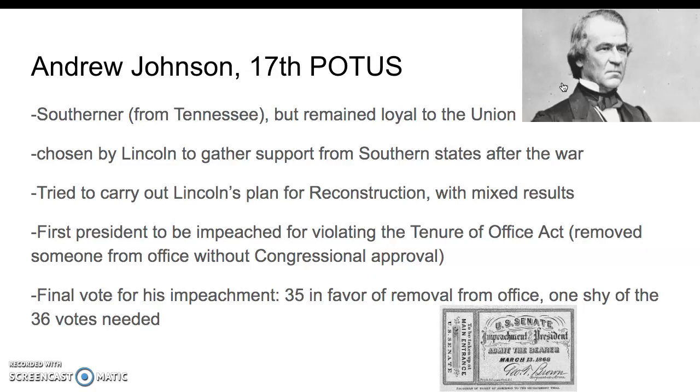He is the first president in American history to be impeached. He was impeached for violating the Tenure of Office Act. He removed someone from office without congressional approval. The final vote needed to remove him from office: he had 35 votes that said he should be removed, which is one shy of the 36 votes needed. So very, very close.